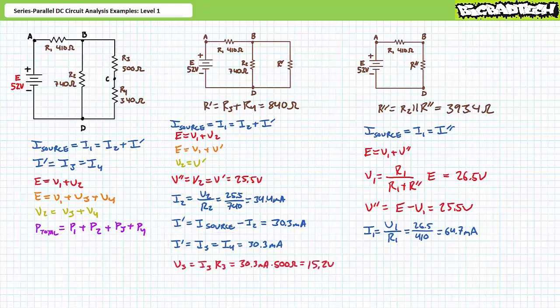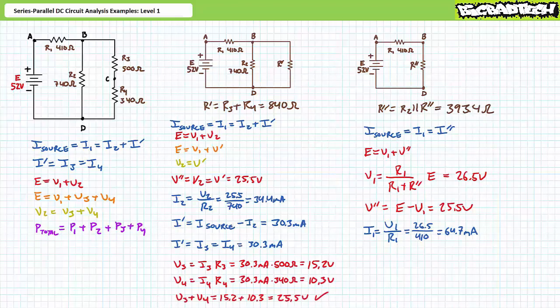An application of Ohm's law demonstrates that V3 is 15.2 volts. Another application of Ohm's law demonstrates that V4 is the remaining 10.3 volts. As a means of checking our work, V3 plus V4 yields 25.5 volts, which is again the voltage across resistor 2. Alright, now that we've got these values, all we have to do is calculate power.